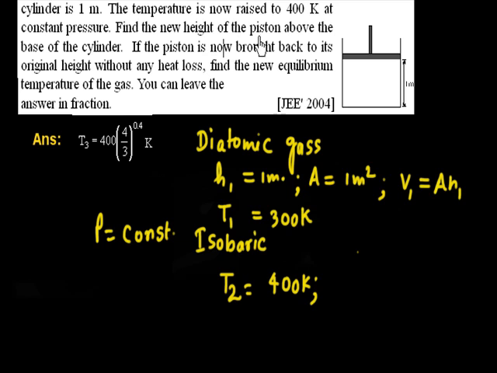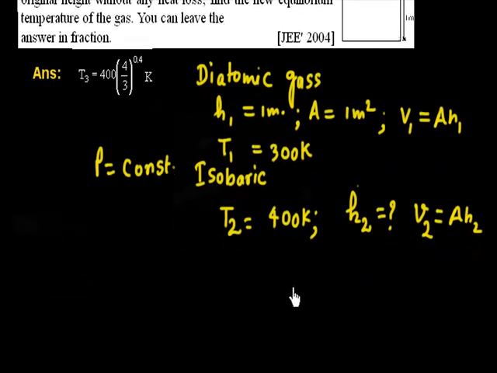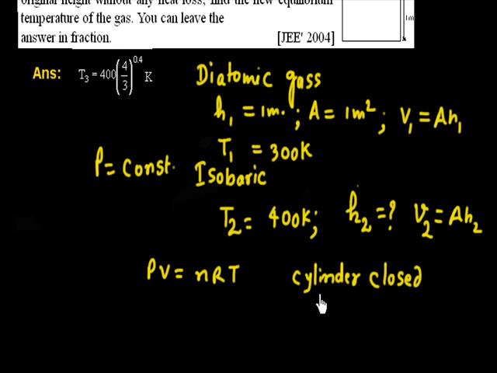Now find the new height of the piston in the cylinder. So we have to find what is H2. That is, V2 is A times H2. We have to find H2. Simple. This process is basically an isobaric process. If I apply PV equals nRT, this system is a closed system, so the cylinder is closed. If the cylinder is closed, I can clearly say the number of moles is constant. So n remains constant.